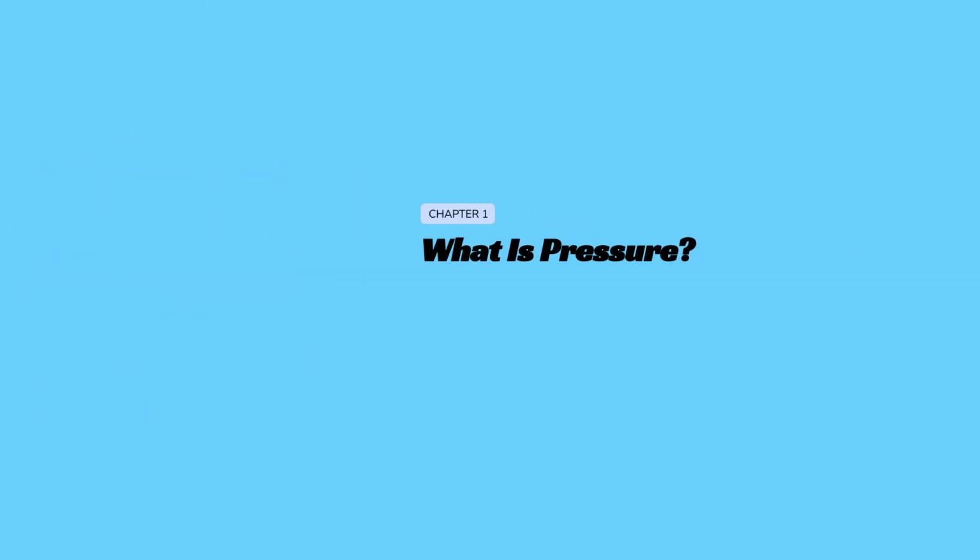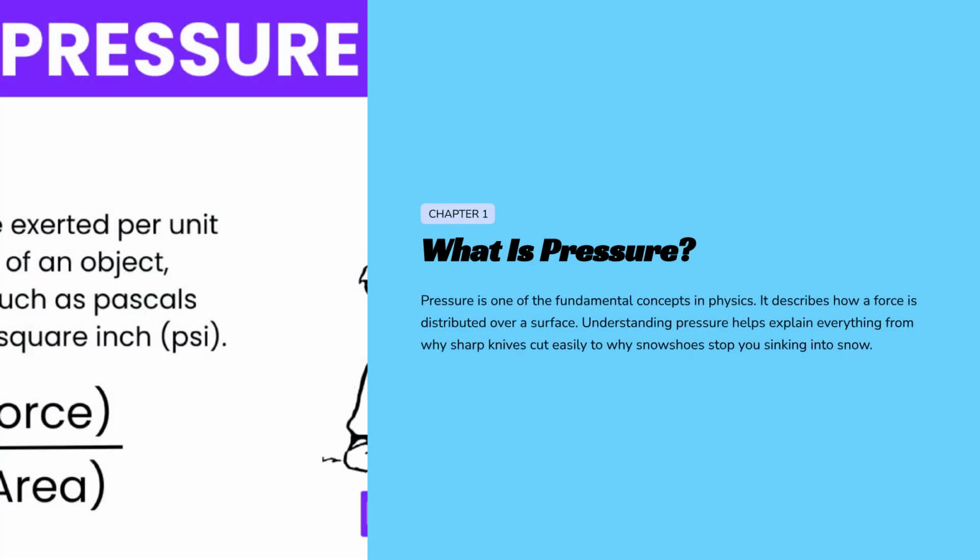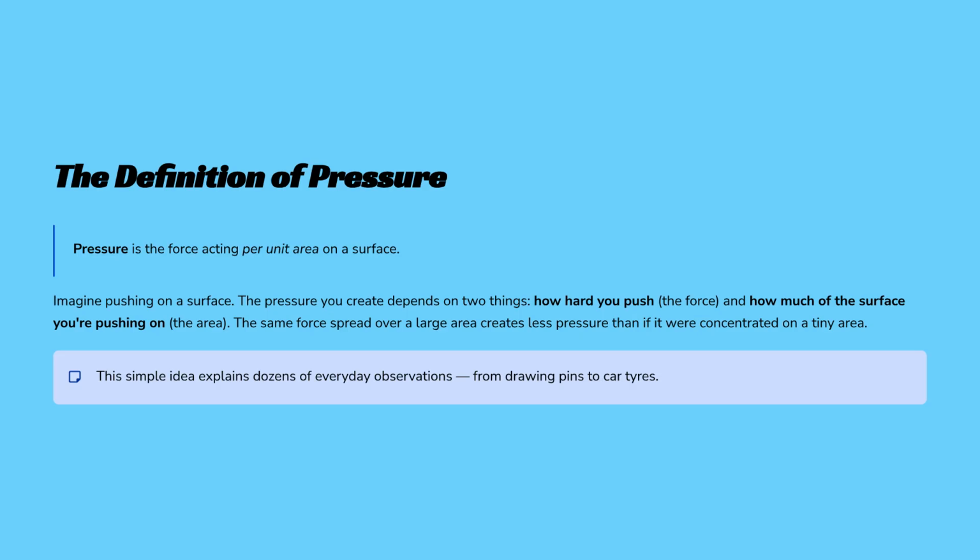What is pressure? At its core, pressure describes how a force is distributed over a surface. It is a fundamental physics concept that explains why objects like sharp knives cut easily, or why snowshoes prevent you from sinking. Pressure is defined as the force acting per unit area on a surface. The pressure you exert depends on two things: how hard you push, which is the force, and the size of the surface area you are pushing on.